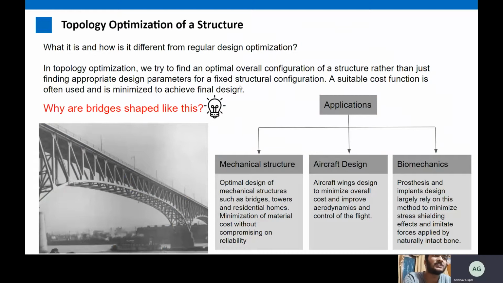In topological optimization, as I already said, we try to find the optimal overall configuration of a structure rather than just finding the appropriate design parameters for a fixed design. A suitable cost function is often used and is minimized to achieve the final design. One question that could come to mind is, why are bridges shaped like this? It could be a square cross-section, a circular cross-section, or infinitely many possibilities of different cross-sections with different topologies. But there is a good reason behind this particular topology.